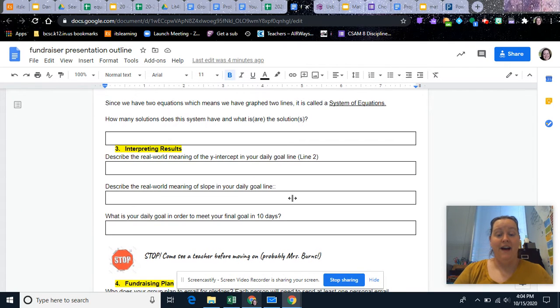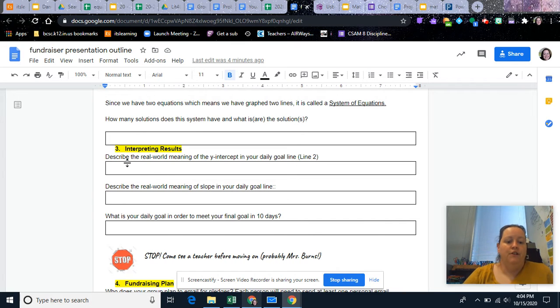Hi, now that you have your two lines graphed, you see your slope and your y-intercept of both lines, you see the solution of the system of equations. That's going to be how much you have to have raised in the 10 days. Now it's time to interpret the results. What does all of this mean for this project?